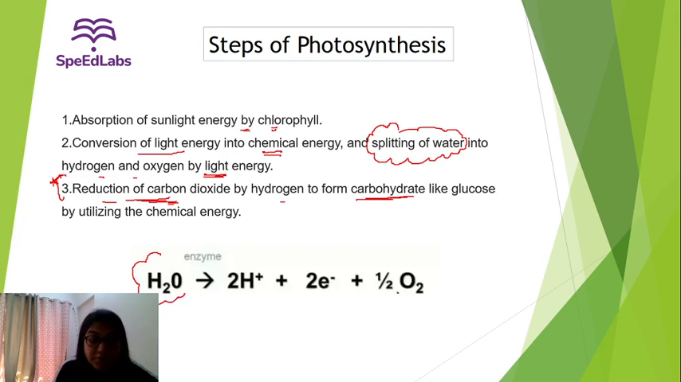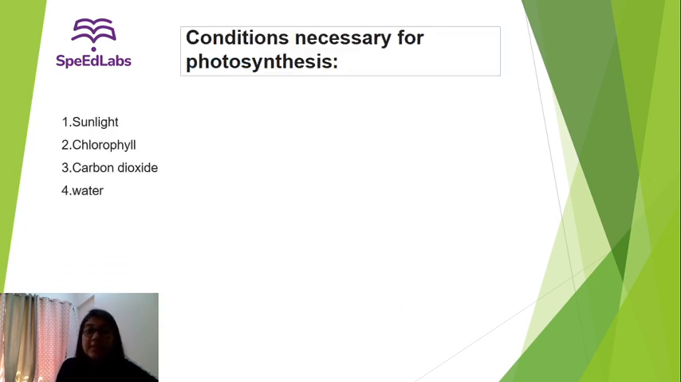This is what the splitting of water looks like. Water is going to break into protons, electrons, and oxygen. So remember 2H+ plus 2 electrons plus half oxygen. This reaction is also very, very important. The next thing is the conditions which are necessary for photosynthesis: sunlight, chlorophyll, carbon dioxide, water. All these are very important things required for photosynthesis.